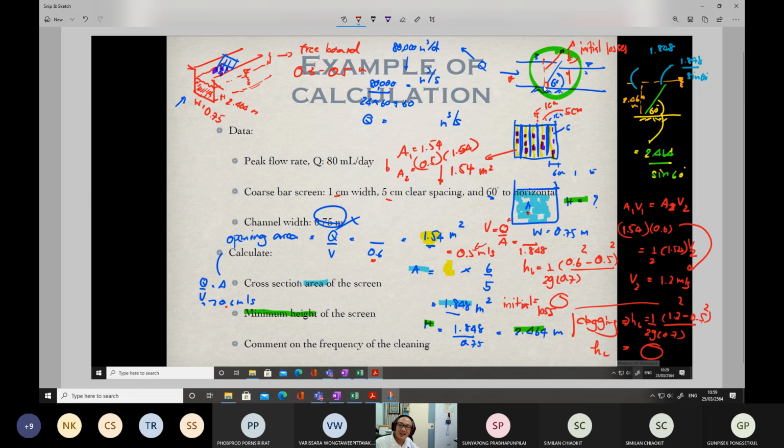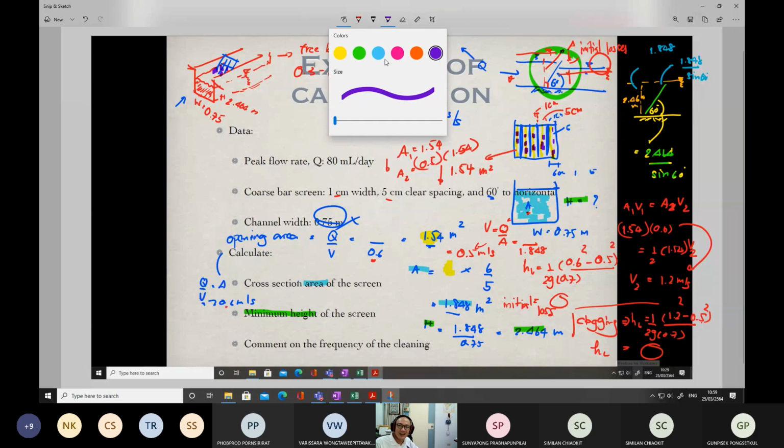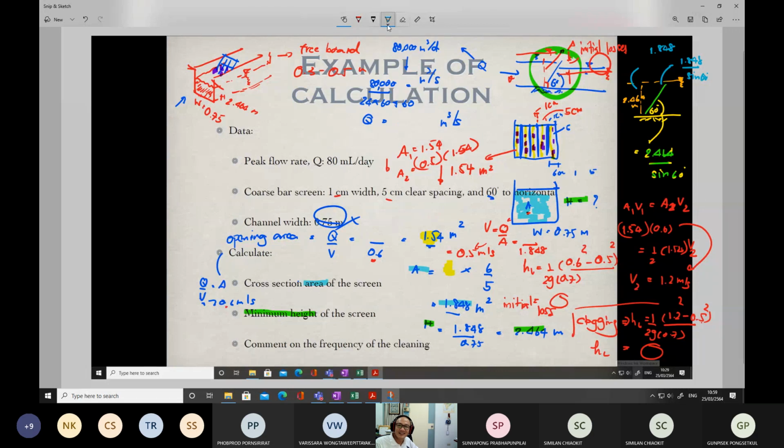But when the screen gets clogged, the water level will increase in front of the screen, and behind the screen the water level will decrease. So you can expect more loss. This loss you can check again by doing a calculation.